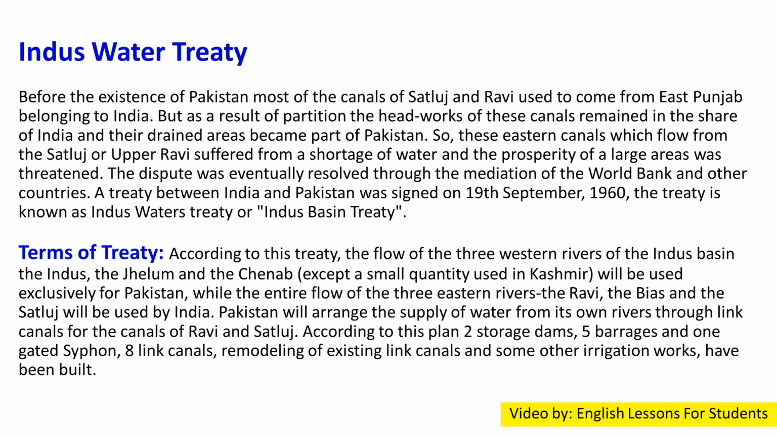Indus Water Treaty. Before the existence of Pakistan, most of the canals of Satluj and Ravi used to come from East Punjab belonging to India. But as a result of partition, the headworks of these canals remained in the share of India and their drained areas became part of Pakistan. So these eastern canals which flow from the Satluj or upper Ravi suffered from a shortage of water and the prosperity of large areas was threatened.